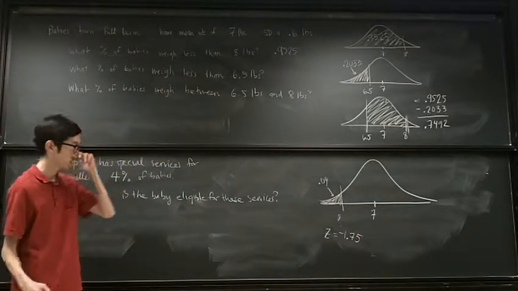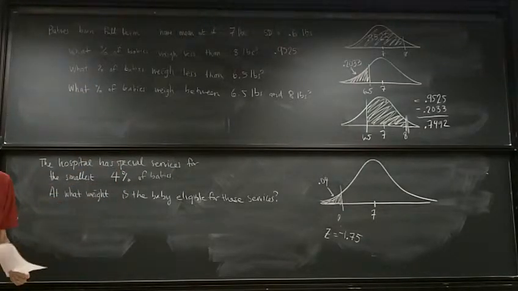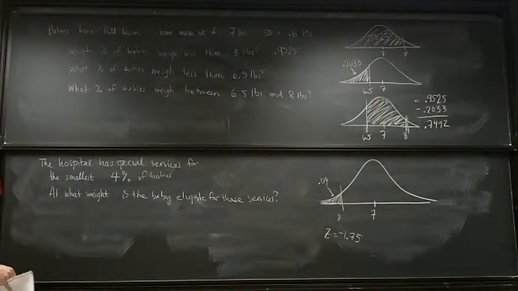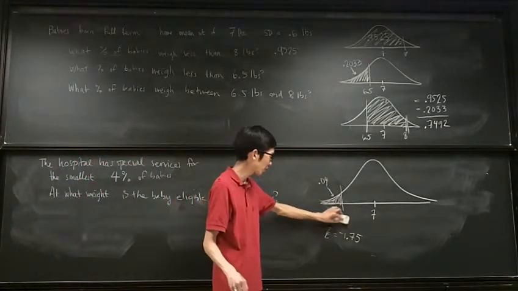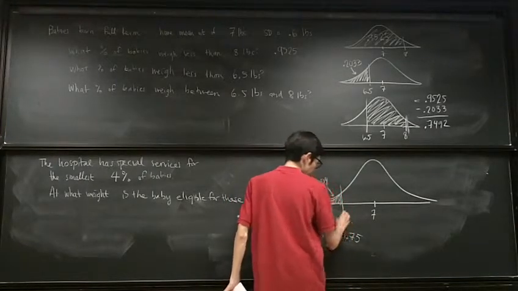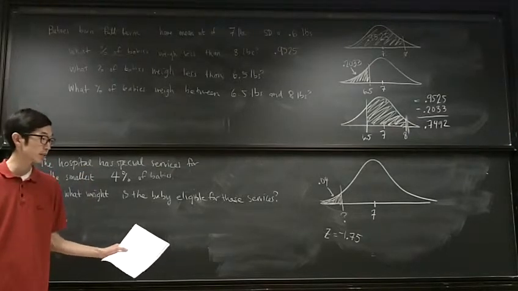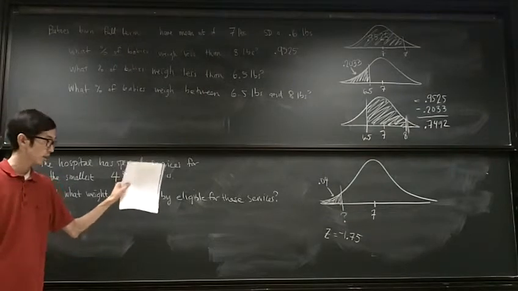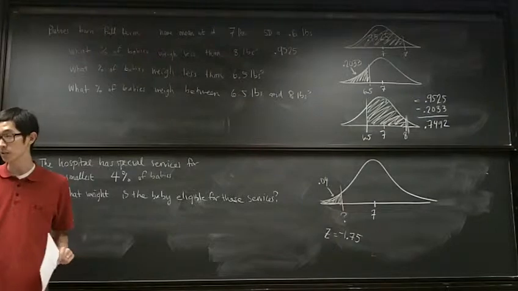Did you get the 7 from the previous problem? Yes, it's the same, continuing on with the same mean and standard deviation. What is that other number then? It's a question mark, an unknown number. So can we see that we have z equals negative 1.75? That's the spot where 4% of babies weigh less than z equals negative 1.75.